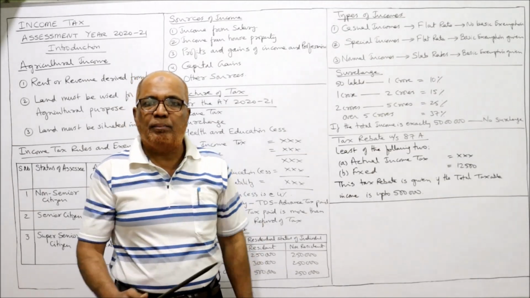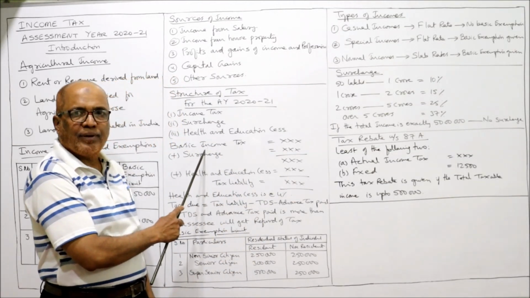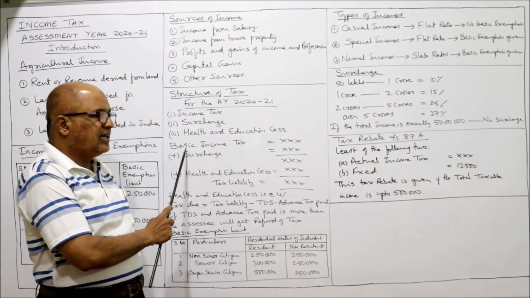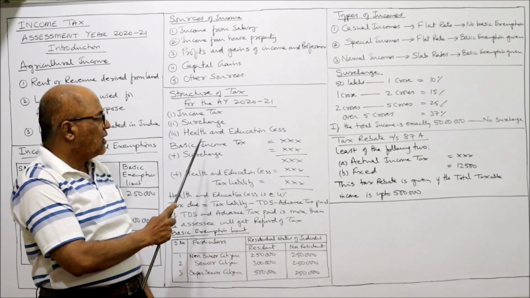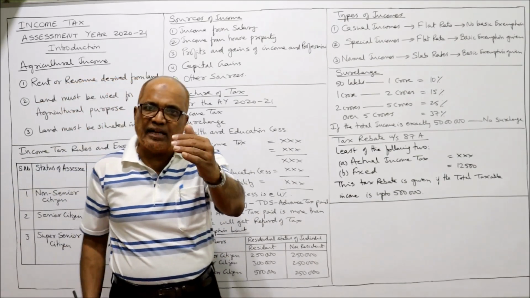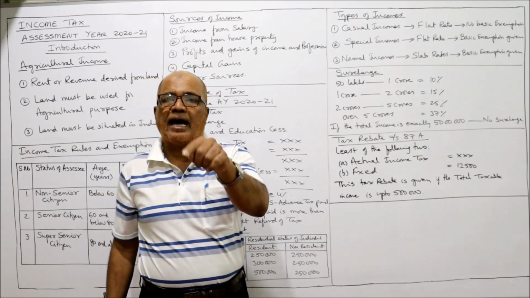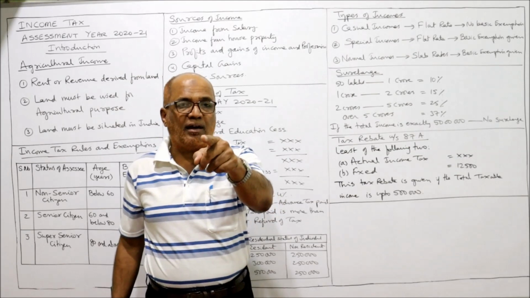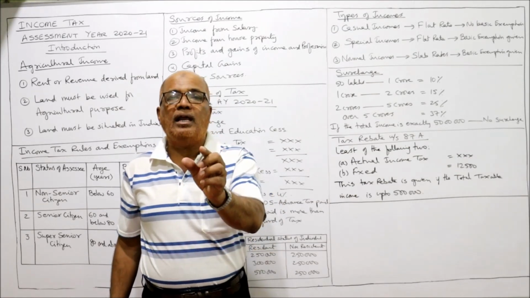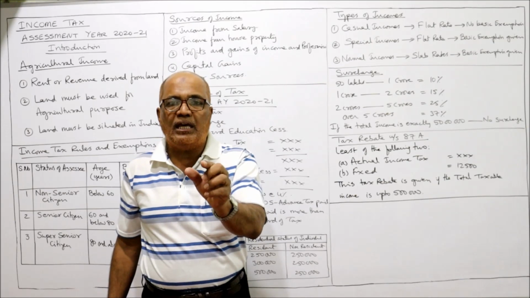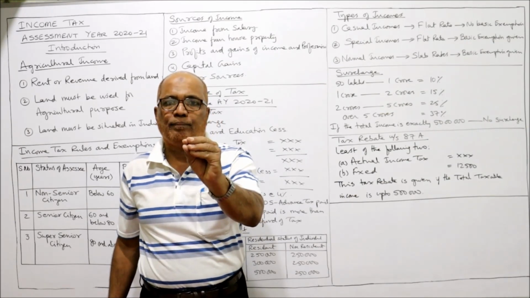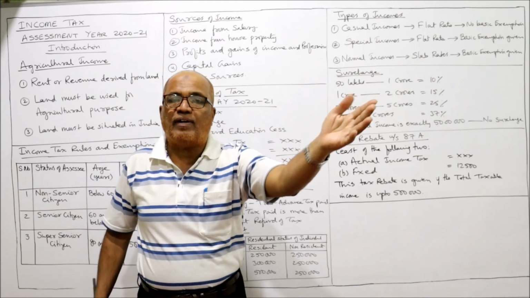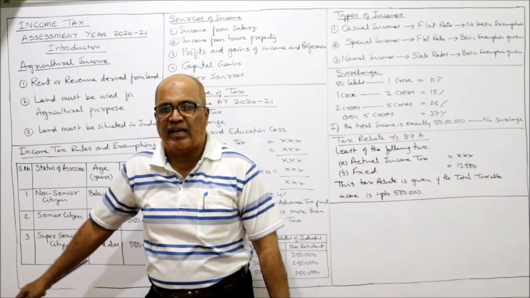So this tax rebate will be deducted from basic income tax before surcharge. We calculate basic income tax. From that basic income tax, we deduct tax rebate under section 87A. But remember, this tax rebate under section 87A will be allowed only if the total income of the person is up to rupees 5 lakh, not more than 5 lakh. If the income is more than 5 lakh, no tax rebate under section 87A will be given.